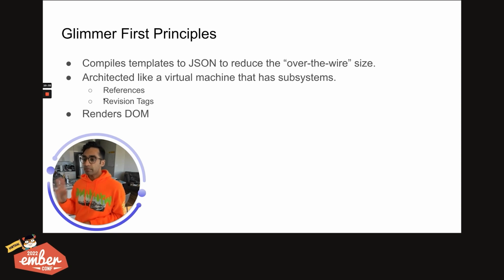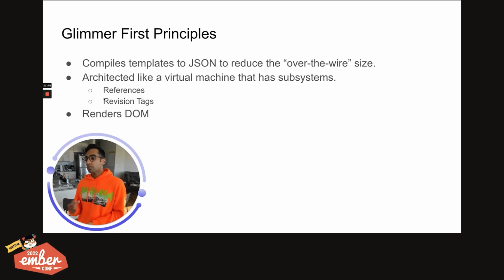Number one, it compiles our templates into a JSON blob, and its goal is to reduce the over-the-wire size. I'll dive more into what that looks like when I cover what happens when we actually go to the browser. Number two, it's architected like a virtual machine, and it has two main subsystems that we want to keep track of. Number one are references, so anything that we're pointing to that isn't a static value, it's a dynamic value.